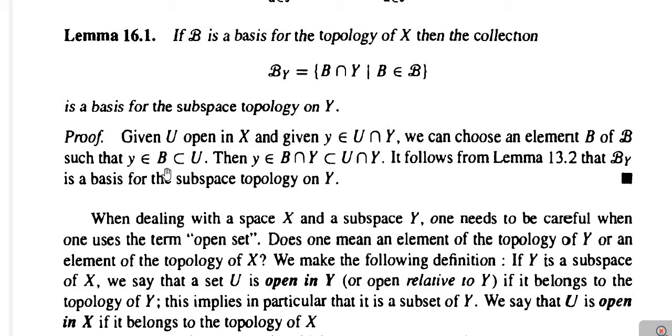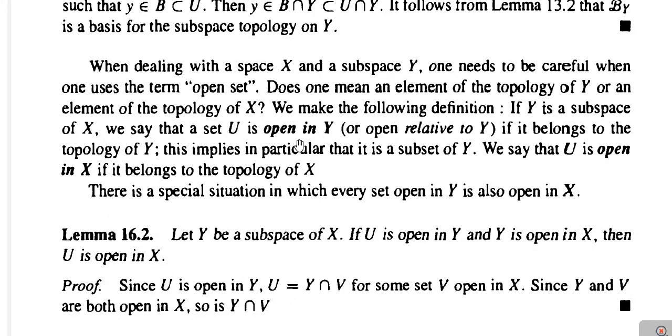So as the point y belongs to the set B as well as the set Y, therefore the point y belongs to B intersection Y. And as B is a subset of U, therefore by set theory, B intersection Y is a subset of U intersection Y. Therefore, for every element small y belonging to U intersection Y, there exists an element B intersection Y in the collection script B_Y, such that that element contains the point y and is contained in U intersection Y. This shows that the collection script B_Y satisfies the conditions required for being a basis, and hence the collection script B_Y is a basis for the subspace topology on Y. So this lemma is proved.